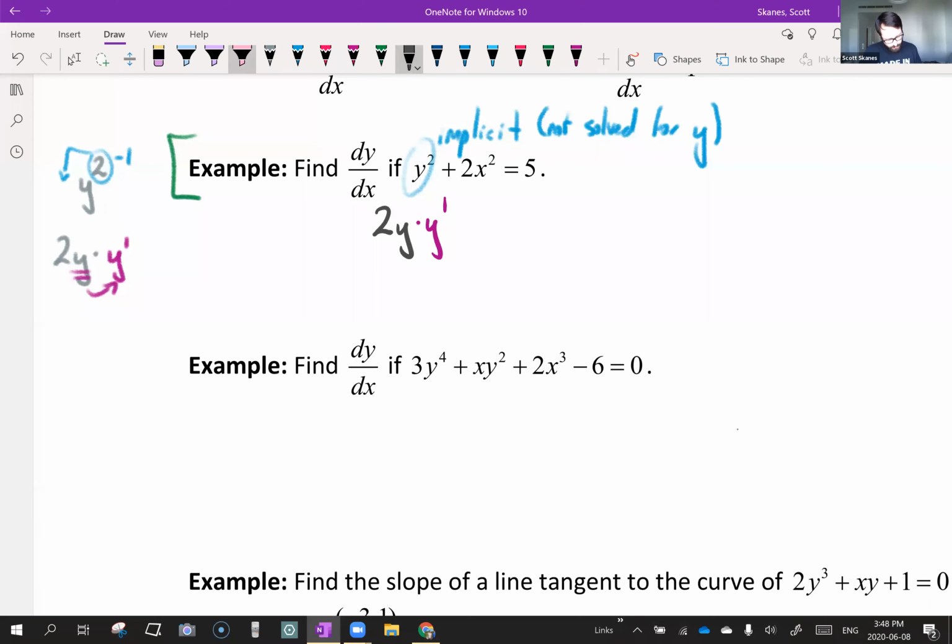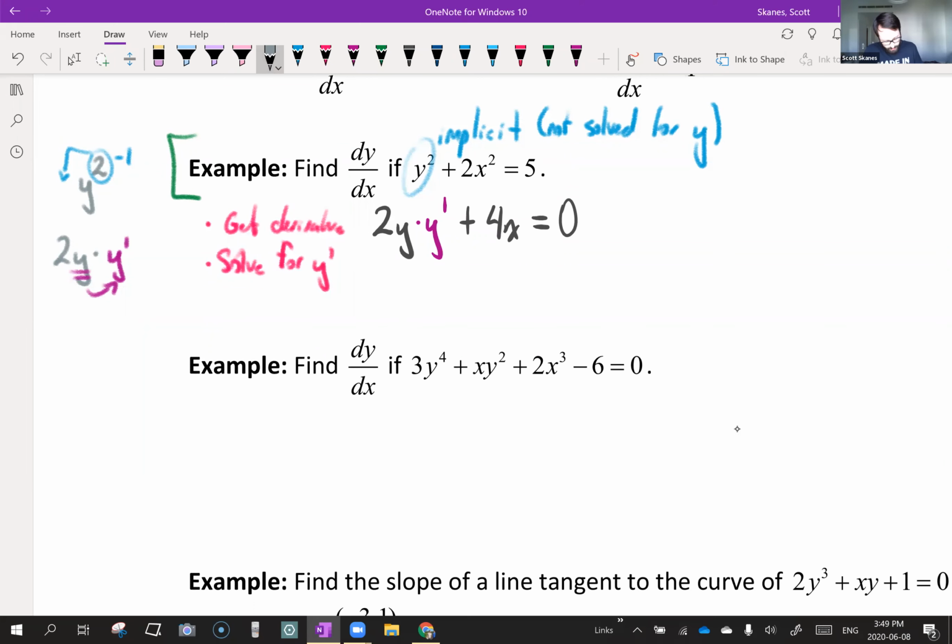Okay, now this is by far the most important part of the question. The rest of the question follows. Derivative of 2x squared is 4x. Derivative of 5 is 0. Now we solve this for y prime. So the first step is just to get the derivative. The second step here really is to solve for y prime.